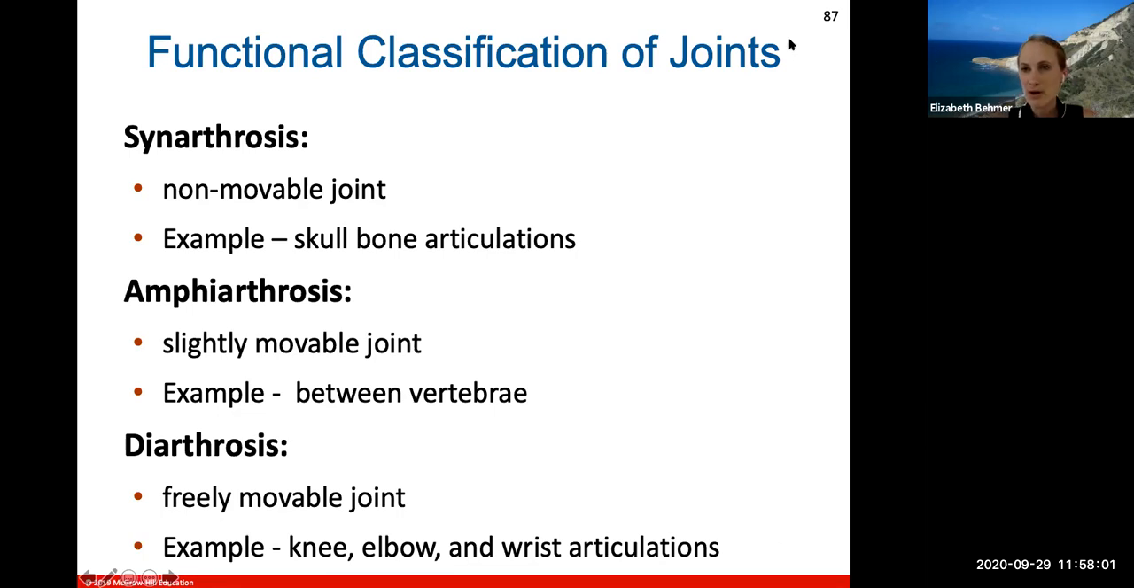If you can remember the word SAD, S-A-D, it'll help you remember the order of mobility of these functional classifications of joints. So S, synarthrosis, not movable, amphiarthrosis, slightly movable, and diarthrosis, freely movable. S-A-D, SAD, if that helps.